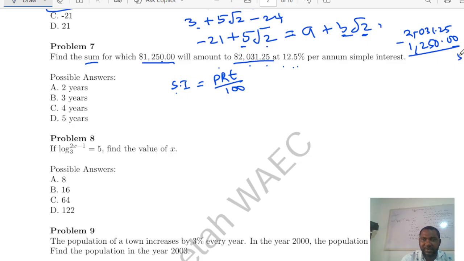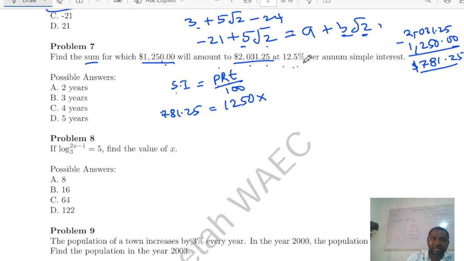1,250.00. So this is 5, this is 2, this is 1, this is 8, this is 7, and that is it, $781.25. At this point, that's the interest. So the simple interest is simply 781.25, which is equal to the principal, the initial amount, 1,250, times the rate. The rate is 12.5. Times the time. We're looking for the time, and divide by 100.